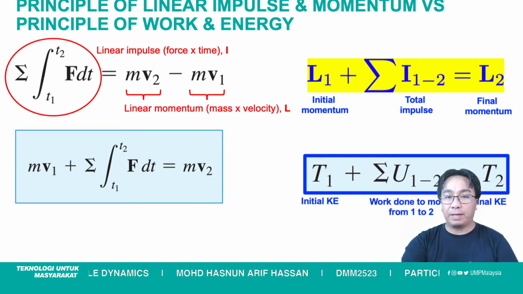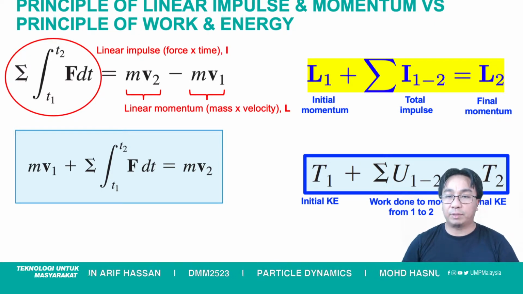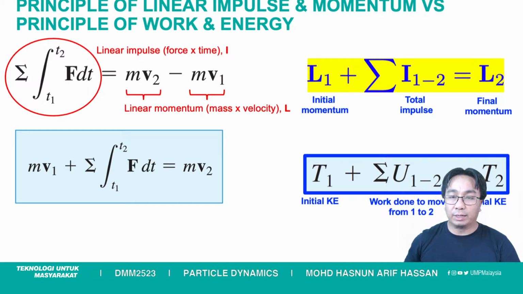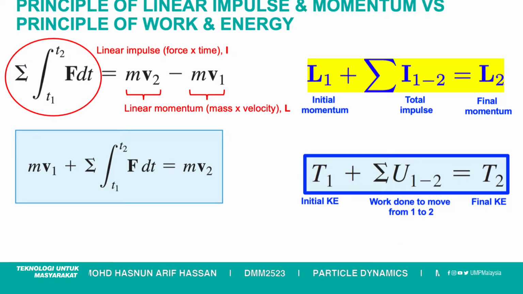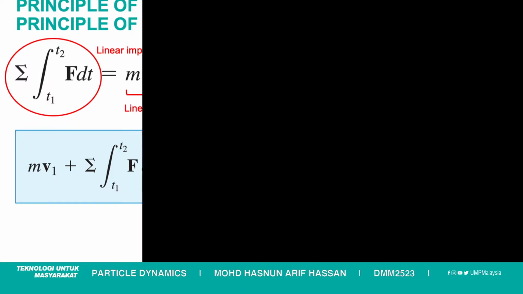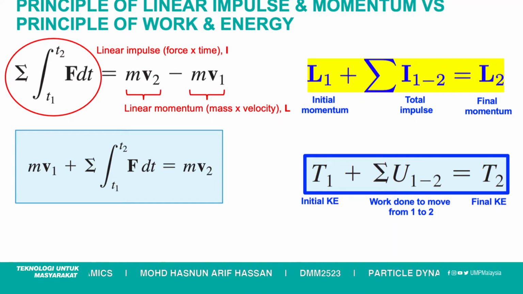Okay, let's compare this with what we have in the previous chapter, that is the principle of work and energy. Previously, we have learned that the principle of work and energy is T1, the initial kinetic energy, plus the total work done to move from position 1 until position 2, U1 to 2, is equal to T2, that is the final kinetic energy. So basically, these two principles are comparable to each other.